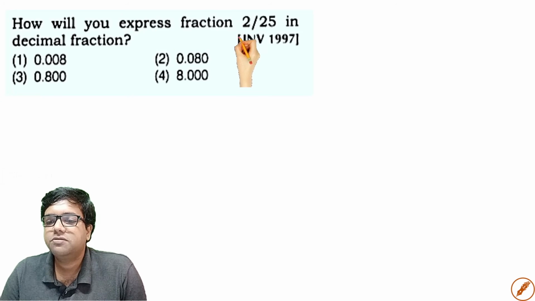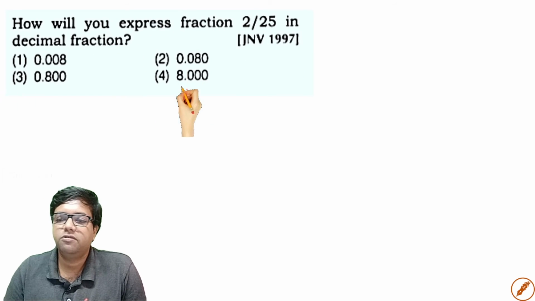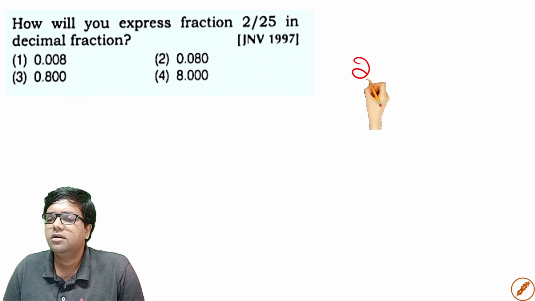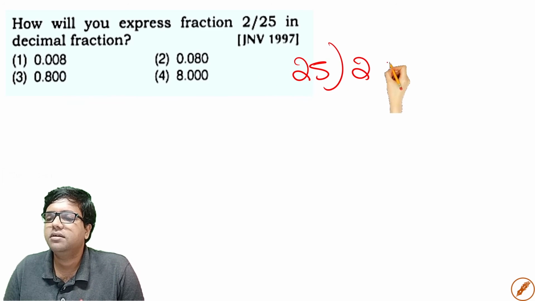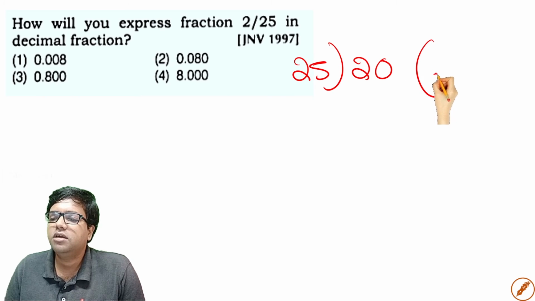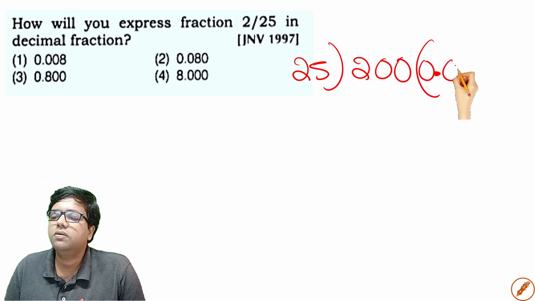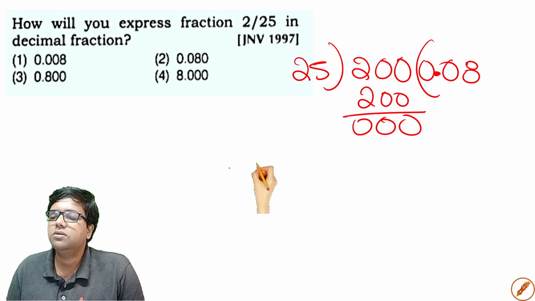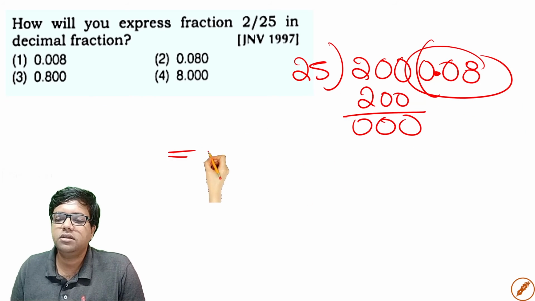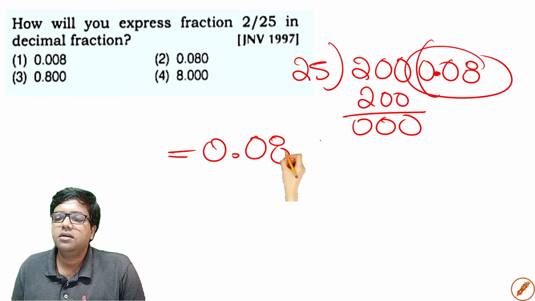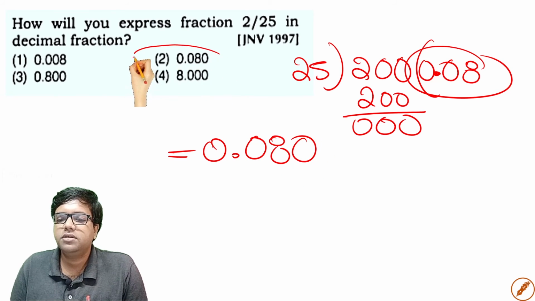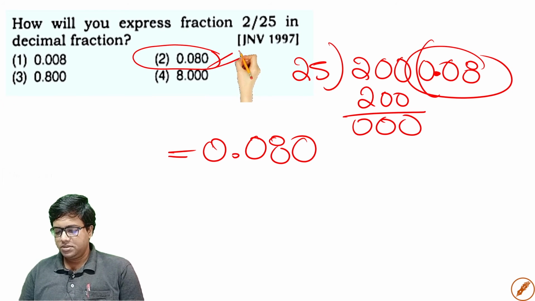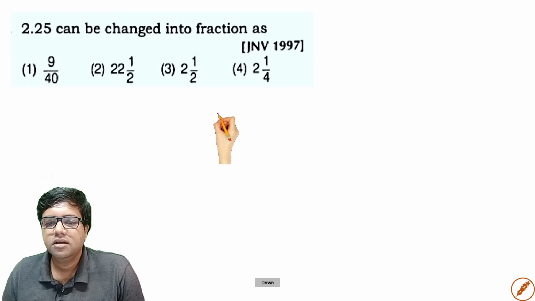How will you express the fraction 2 by 25 in decimal form? Simple division. 2 divided by 25, right? You keep a 0, you keep a point, you keep another 0, and another 0. 25 8s is 200, so you get the remainder 0. So what did you get in the quotient? You got 0.08, and you can keep one more 0. So 0.08 and one more 0 is available in option number 2. Option 2 is the right answer for this question.